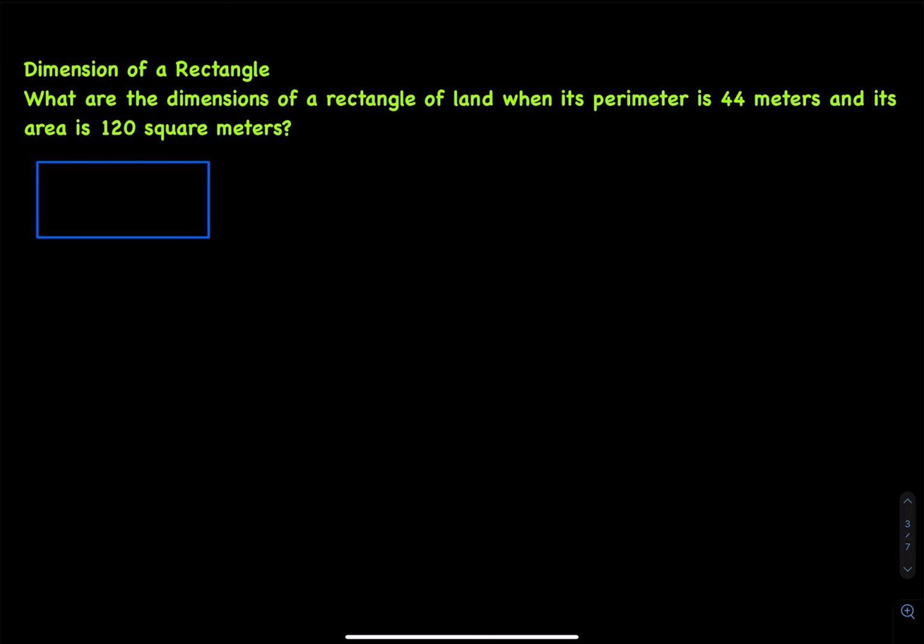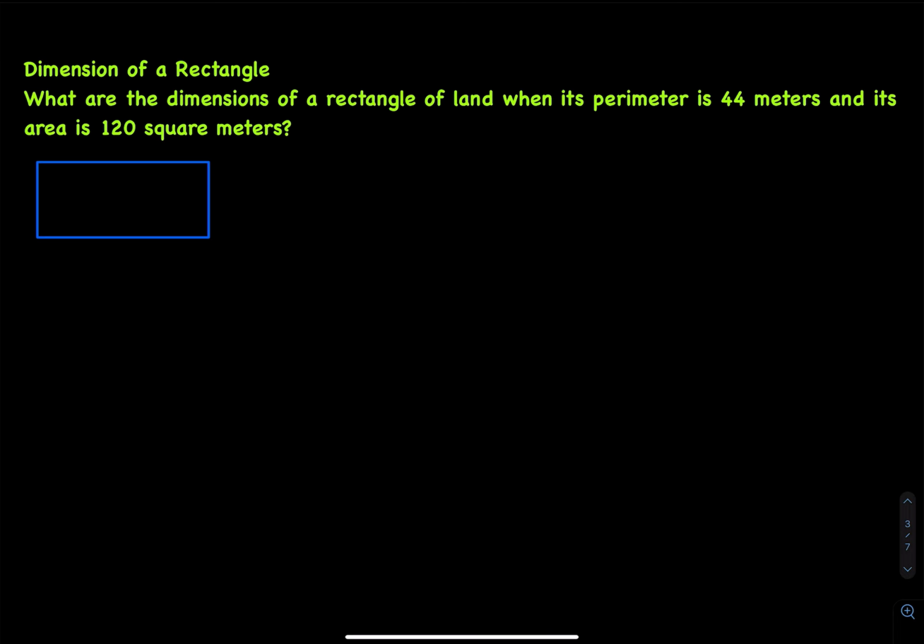This problem is regarding system of equations. We have a dimension of a rectangle. What are the dimensions of a rectangle of length when its perimeter is 44 meters and its area is 120 square meters? I have a rectangle, so first of all, we have to define the variable.